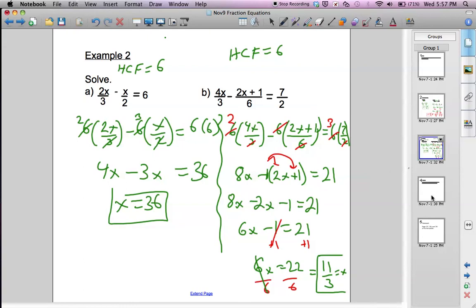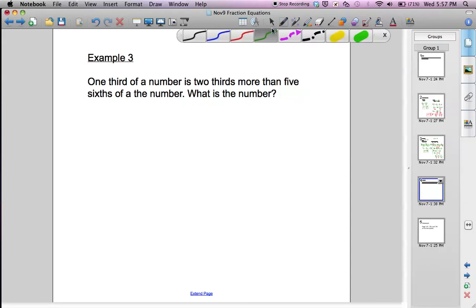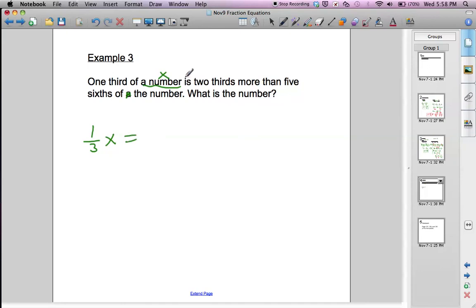Okay, one more example. This is a word problem. 1/3 of a number is 2/3 more than 5/6 of the number, I should say. So 1/3 of a number. Let's just change this all to algebra now. A number, we'll call it x. So 1/3 of a number is the equal sign, 2/3 more than 5/6 of a number. Okay, so 1/3 of a number is 2/3 more than 5/6 of a number.